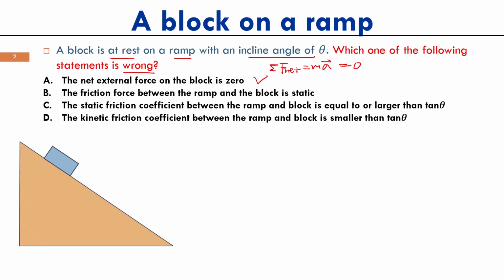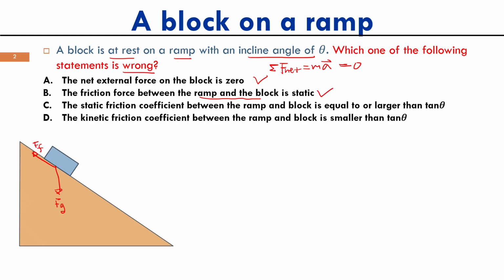Option B says the friction force between the ramp and the block is static, which makes sense because gravity tries to pull the block down the ramp. There is a tendency for the block to move down, but friction opposes this motion going up. Because the ramp and the block do not have real relative motion, only a potential relative motion, the friction force is static. So this is also correct.